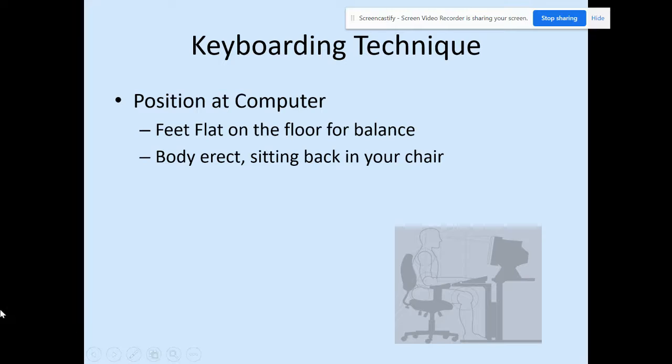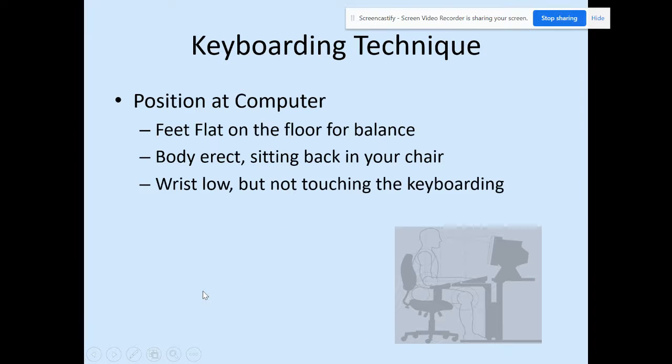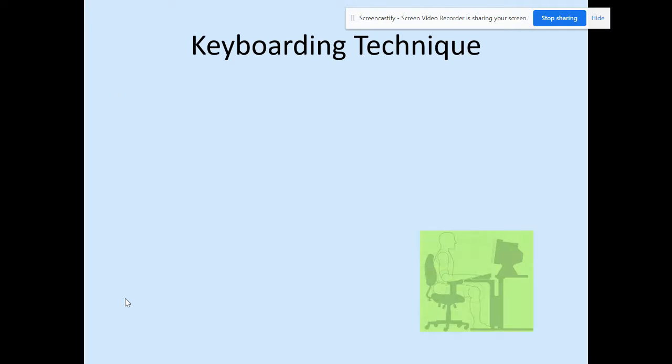Your body is erect, meaning you are sitting straight up. And really, even your lower back, notice this, is touching the back of the chair. Our wrists are low, but they're not touching the keyboard or touching the table. They're parallel with the mouse and the keyboard, and our forearms are also parallel. Okay, so we're trying to get into a comfortable position.